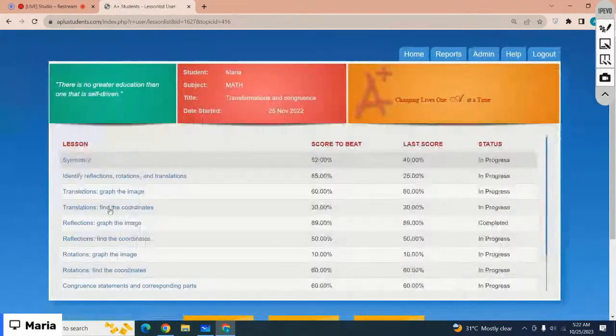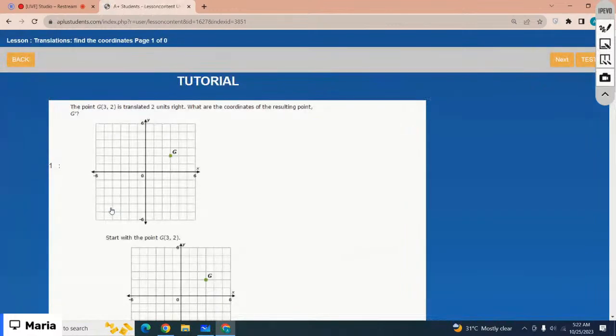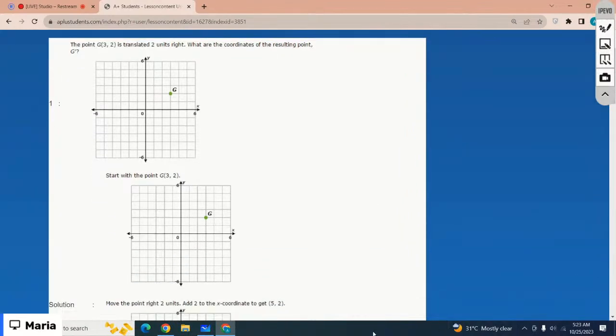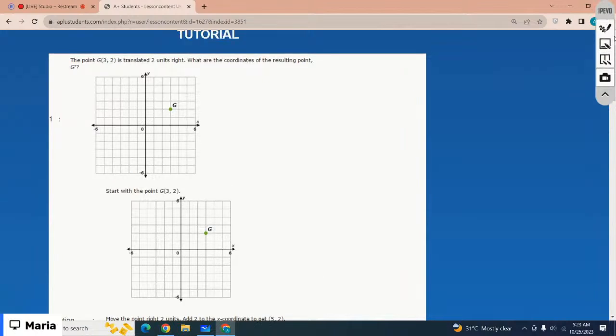The next one is translations, find the coordinates. Okay, the point G 3, 2 is translated 2 units right. What are the coordinates of the resulting point? 2 units right. Here it is. When you move 2 units right, it would be here, right? And the coordinates are 5 and 2 then. You can see here. Let's just start with the test questions.